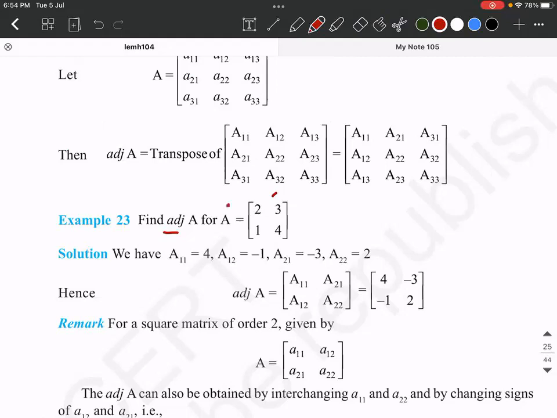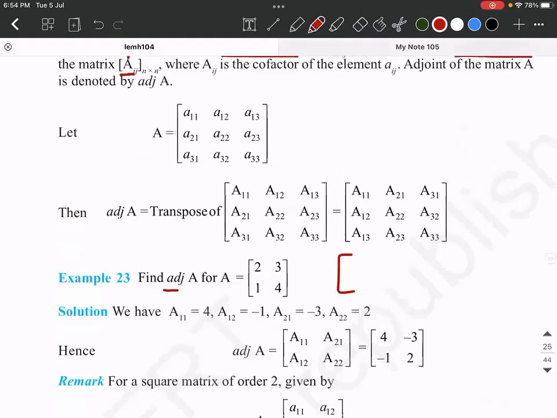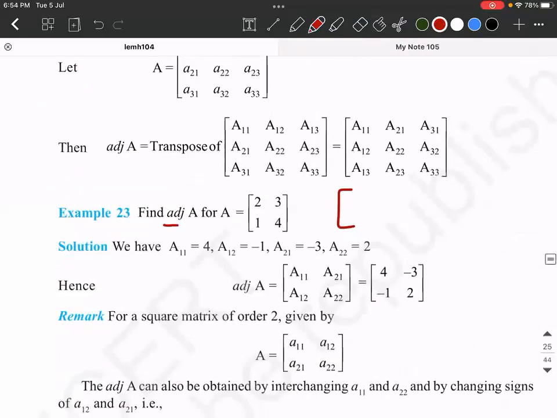So adjoint for A is equal to 2, 3, 1, 4. Find the adjoint for matrix A. What is the cofactor matrix? It's looking similar to what I took. First, write down the minors: 4, 1, 3, 2. So the signs are plus, minus, minus, plus. So this is the cofactor matrix. What is adjoint then? 4, minus 3, minus 1, 2.